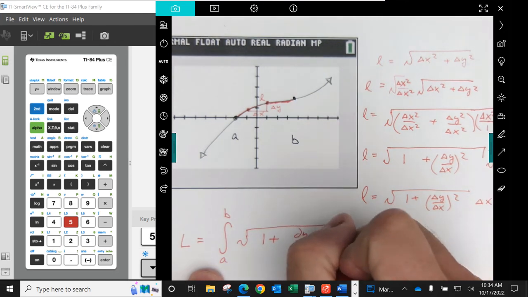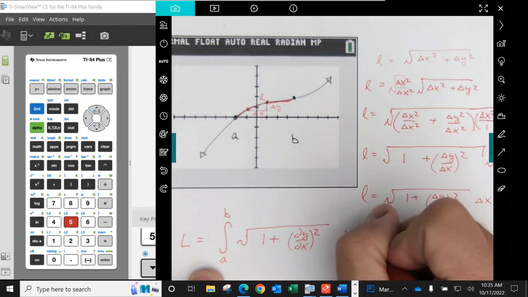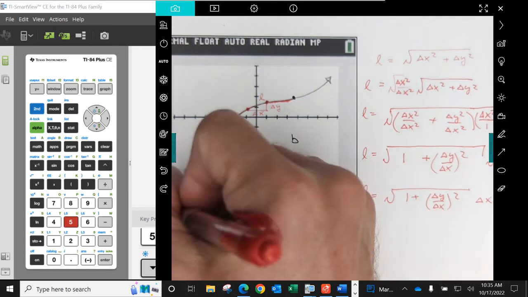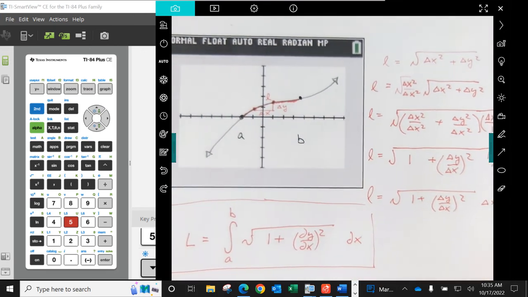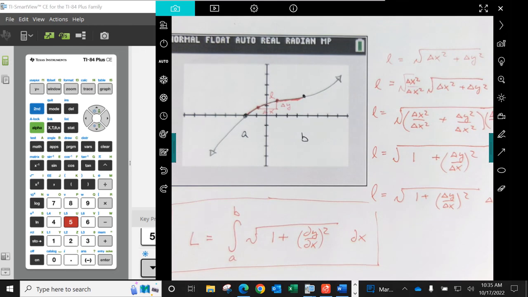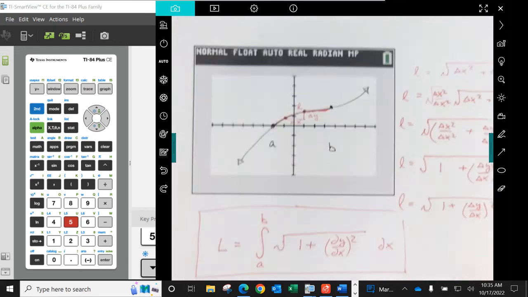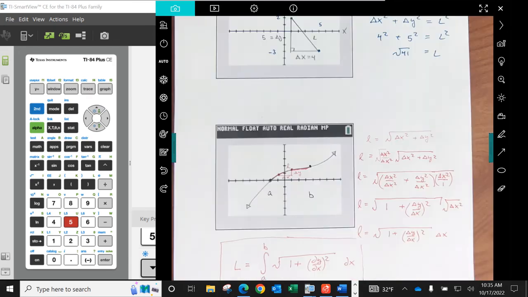So I've got my change in y over change in x, and my change in x, like this, and all of a sudden we have a formula for the length between any 2 points on a curve. Oh, this is fun. Now there's an interesting connection then, of course, to our straight line above, and now to all of our curves. So we'll take a look at that in just a moment.